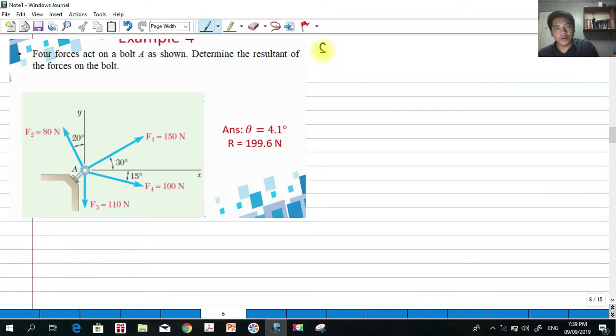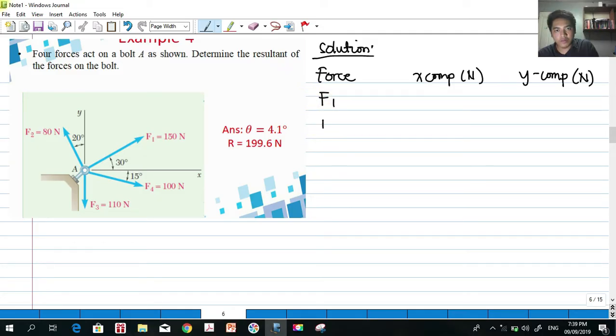First, with many forces, we're going to find the resultant. So you can create a simple table. We have force here, the x component here, and the y component here, in terms of newtons. So we have force 1, force 2, force 3, and force 4.